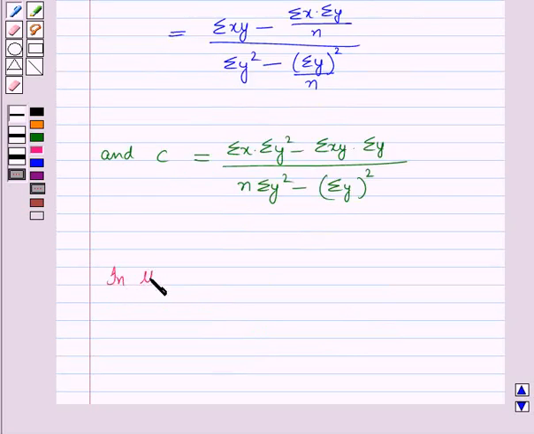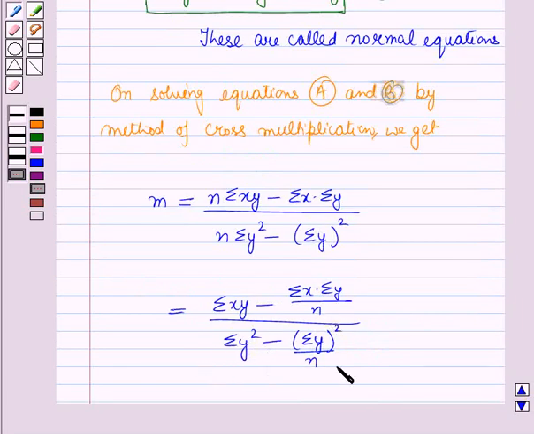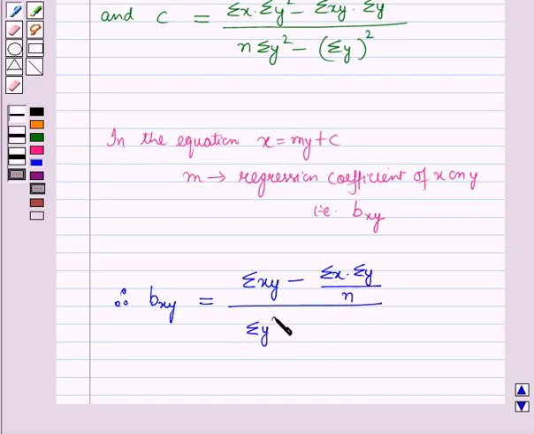Now we know that in the equation x = my + c, m, that is the coefficient of y, represents the regression coefficient of x on y, that is bxy. So here we have got this as the value of m. Therefore, bxy, the regression coefficient of x on y, is equal to summation xy minus (summation x into summation y) over n, whole upon summation y² minus (summation y)² over n.